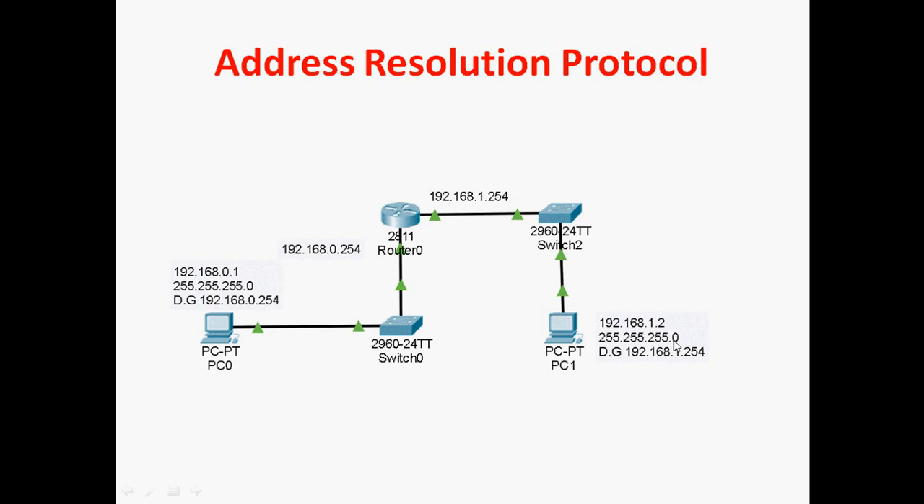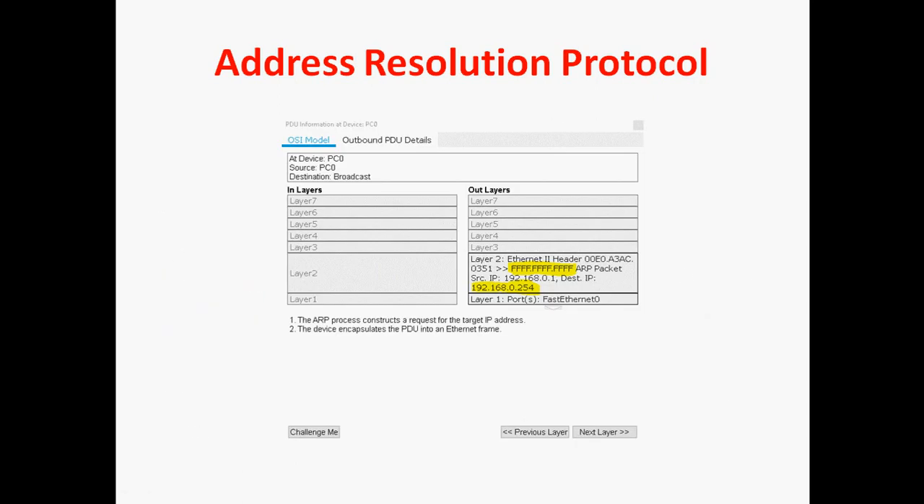So I am sending an ARP request with a broadcast MAC. And the destination IP should be the gateway IP because PC1 comes under a different network, not the same network. So here we can see the source MAC address is PC0's MAC address and the destination MAC address we don't know, so we are using an ARP request. That's why I'm mentioning the broadcast MAC address here, and the source IP is 192.168.0.1, the PC0 IP address, and the destination IP should be the gateway IP because the destination IP does not come under the same network. That's why we are using the gateway IP.